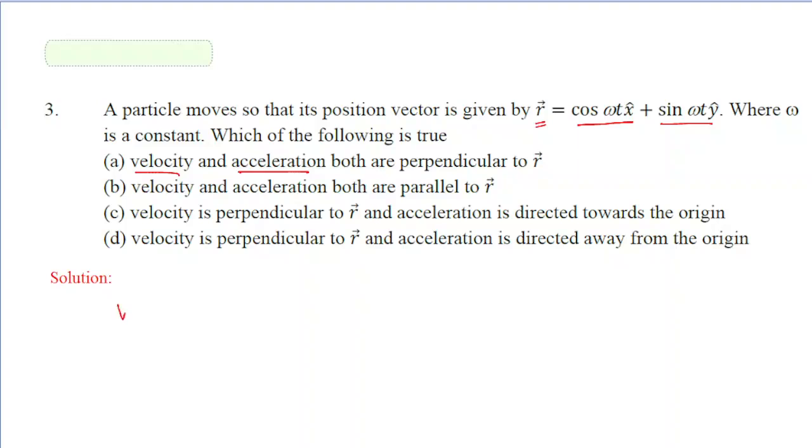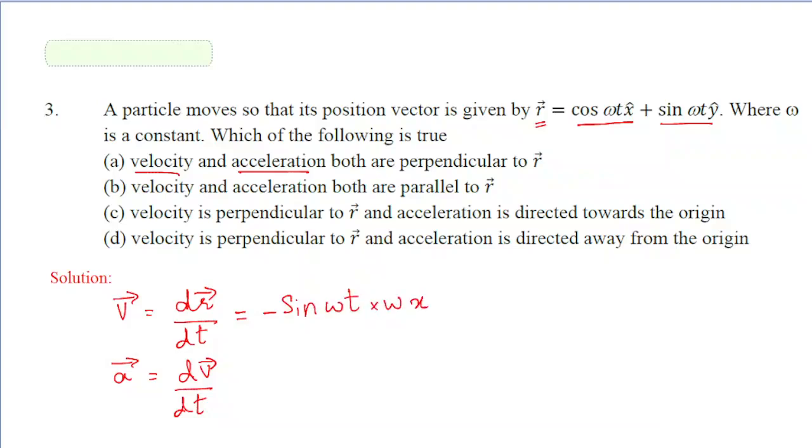of r. As you know, v is equal to dr vector divided by dt, and a vector, which is acceleration, is equal to dv divided by dt. Now, if you differentiate vector r with respect to t, you get differentiation of cos omega t is minus sin omega t into omega x cap plus differentiation of sin is cos omega t into omega y cap.